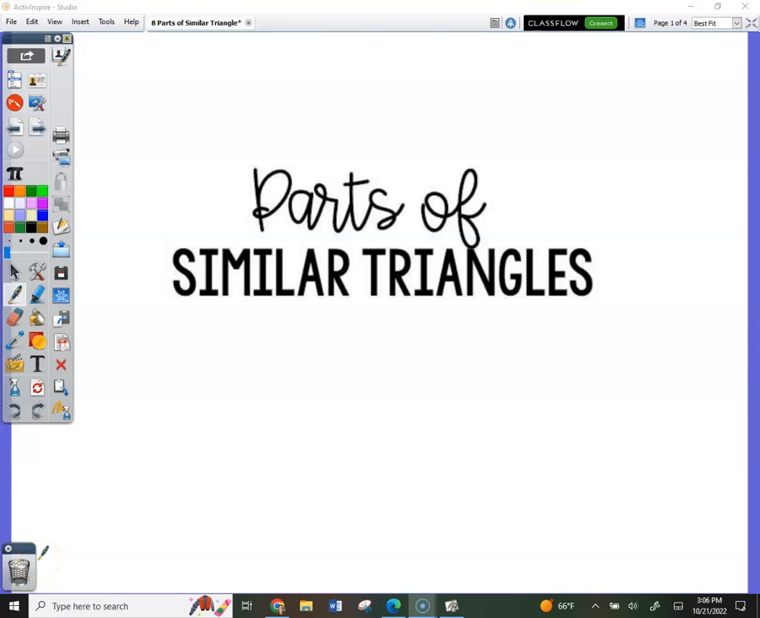Excellent. Okay, this is page 53. I think it's 52. Well, it's 53 because 52 is the page before. All right. That one? Page 53, parts of similar triangles.